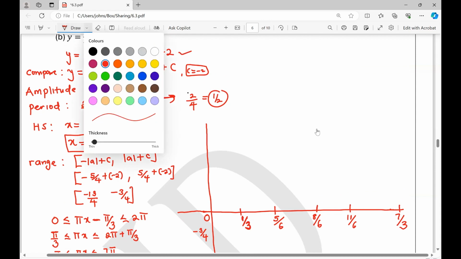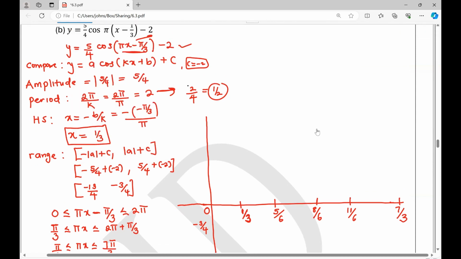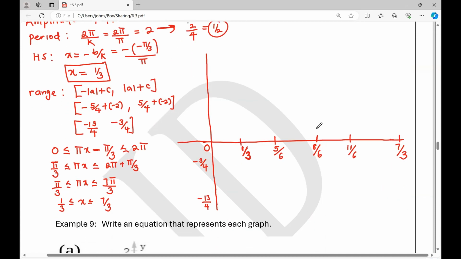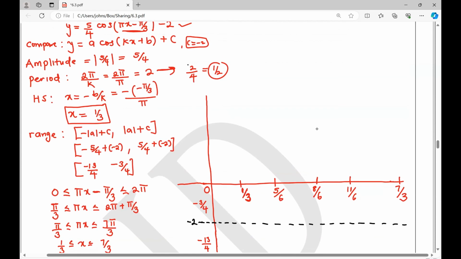So what we can do is we just locate the line minus 2. If this is minus 3 over 4, this is 0 point something. So minus 2 is going to be somewhere here. So let's call this one minus 2, right? And then we can start sketching. Don't forget, what are we trying to sketch? We're trying to sketch this one, 5 over 4 cosine of pi x minus pi over 3, minus 2, right?